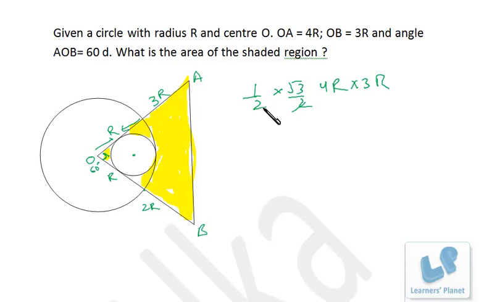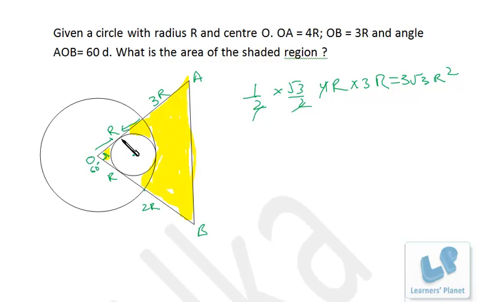Okay, so that's 3 root 3 R square. Right, so this is the area of this triangle. Simply we have found that. Now what we have to find out is the radius of this circle. From the radius of this circle we can calculate the area of this circle, and after that, to get the area of the shaded region, we can deduct this. Now for that, just listen to me carefully.